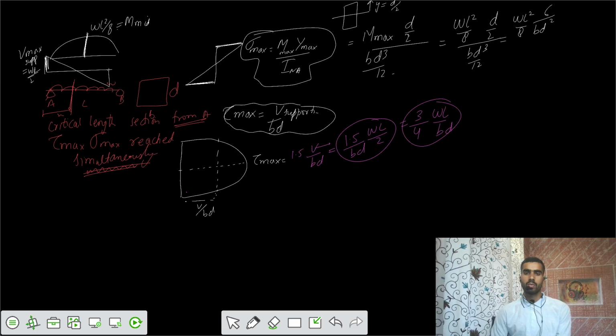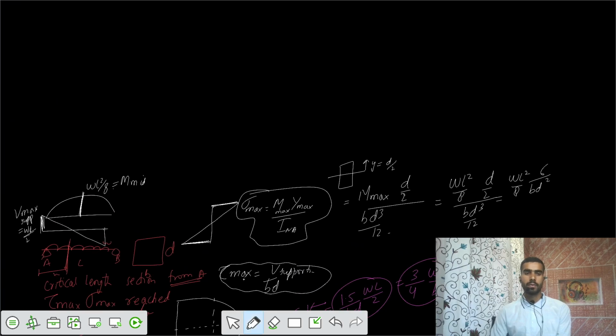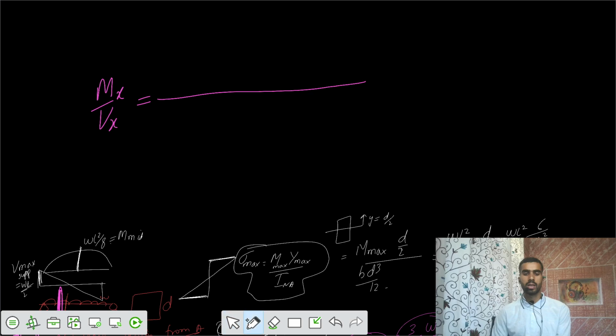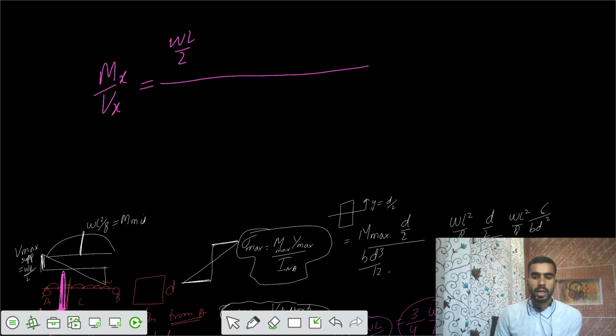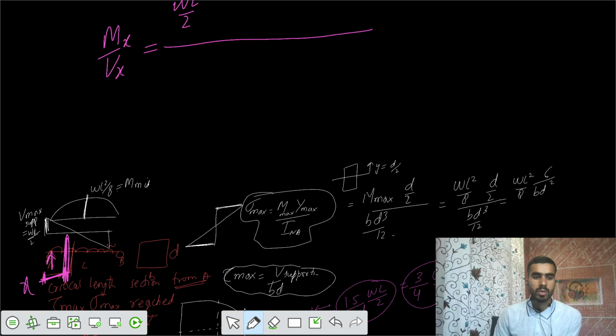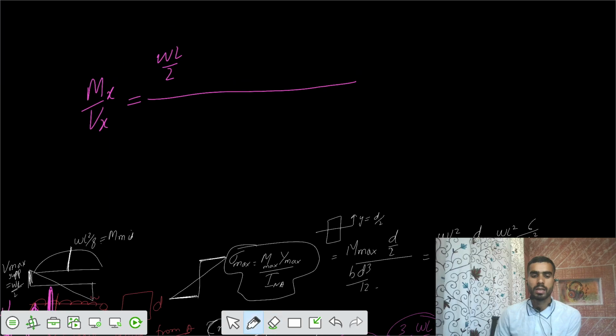Now, one thing is that if you write M and V at any x, because we don't know the value of x where the critical section would be, so if you write the moment equation in terms of Mx and the shear equation in terms of Vx, we can have that equation. Let's write the moment equation. The support would give you a reaction of W L by 2. Then we can write W L by 2 into x minus W x squared by 2.